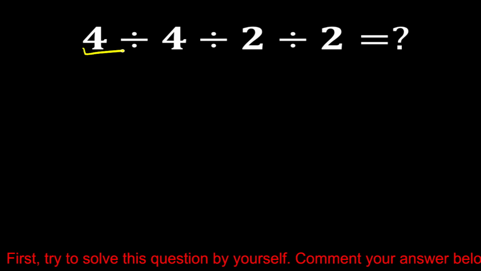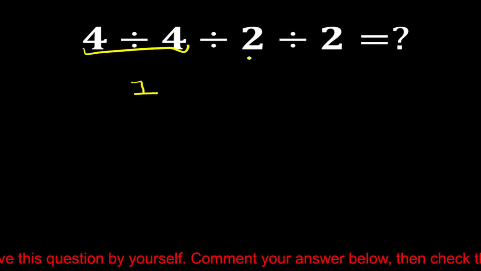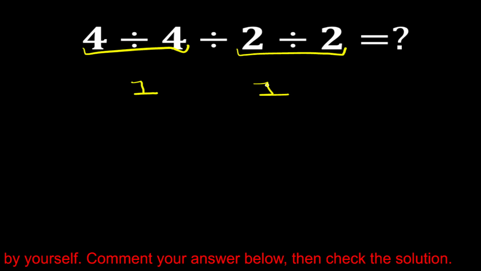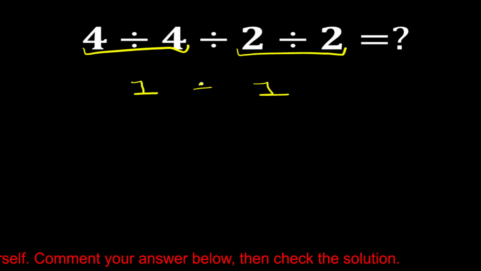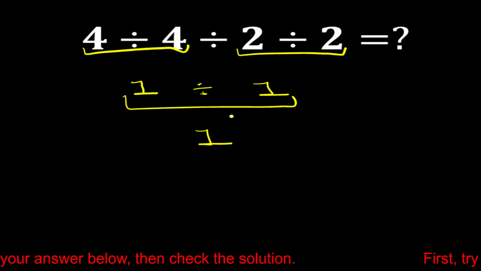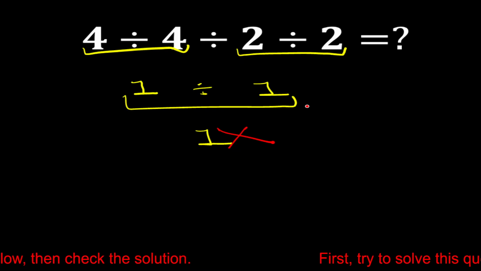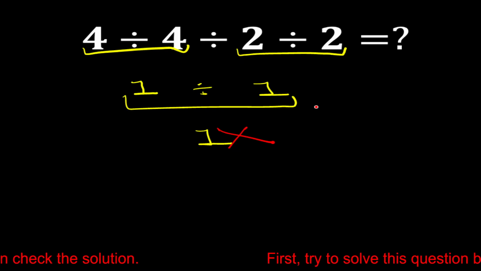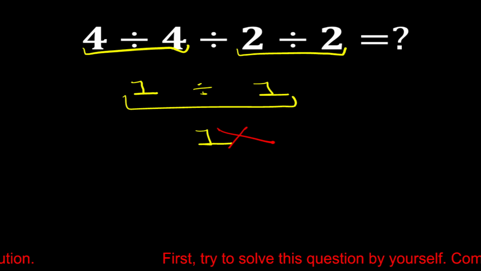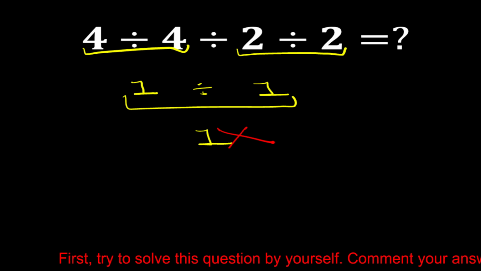So 4 divide 4 is equal to 1, then 2 divide 2 is equal to 1. Then 1 divide 1 is equal to also 1. But this answer is not correct. Because according to the order of operation, when we have more than one division, we have to solve from left to right, okay?